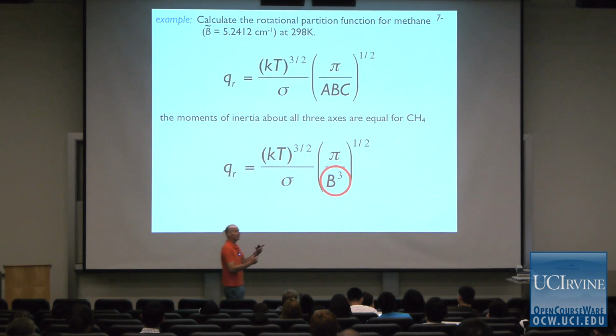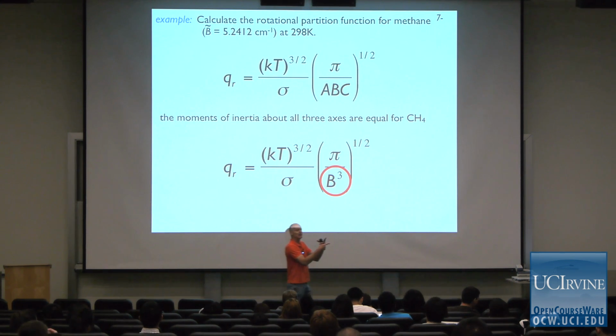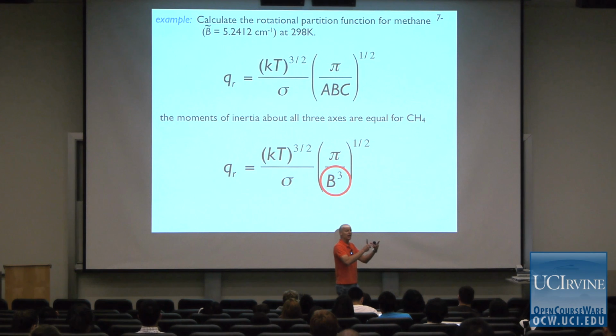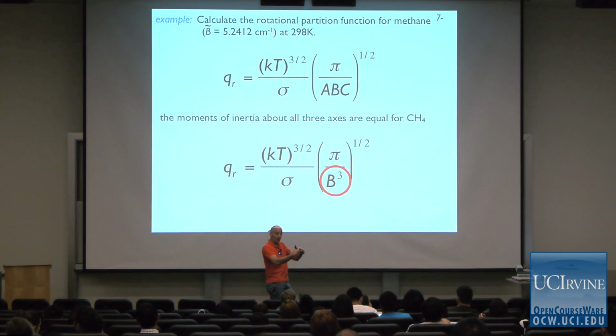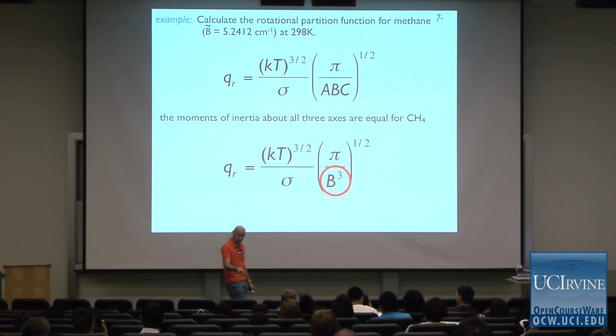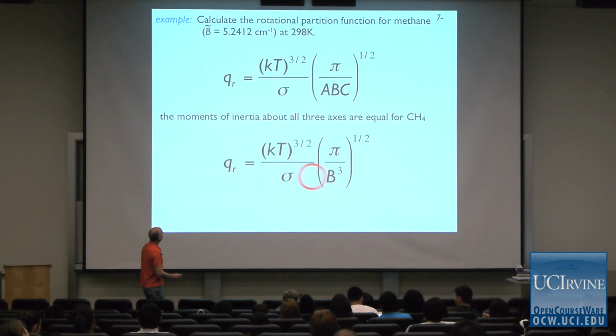Think back. 4 vertices. What's the symmetry around each vertex? 3. Did someone say 3? 4 vertices, each of them is threefold symmetric. Is there a mirror plane along those axes? No. So what's the symmetry number? 12. Right, 12.